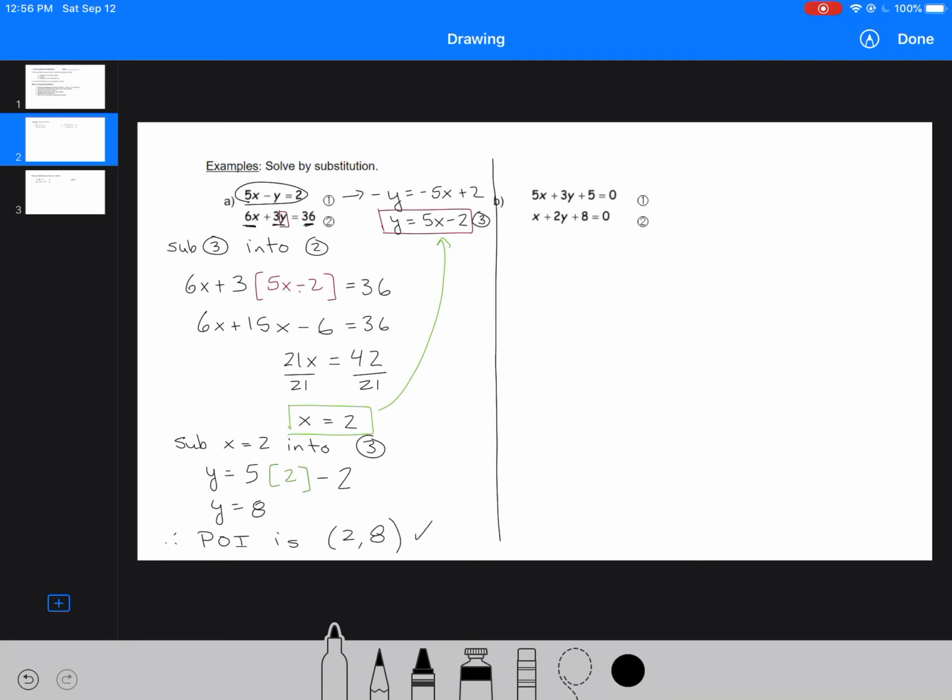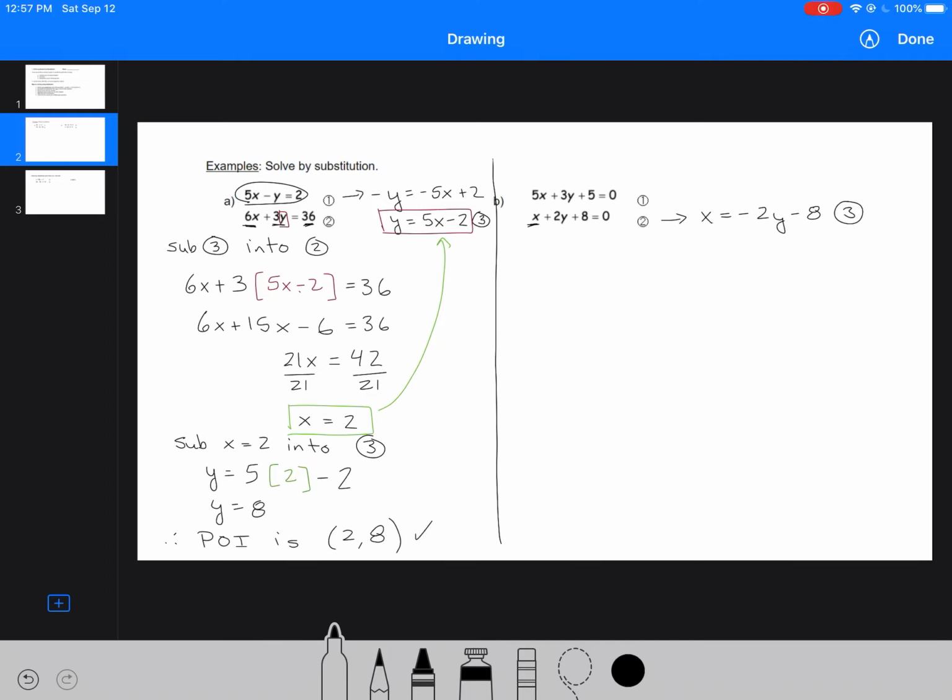So let's do a second example. My first equation here is 5x plus 3y plus 5 equals 0. My second equation is x plus 2y plus 8 equals 0. Now I'm asked to use substitution. I know I need to rearrange one of the equations to get a variable by itself. This time, I see that my x doesn't have a coefficient, or has a coefficient of 1. So I think I'm going to rearrange that one this time. x equals minus 2y minus 8.